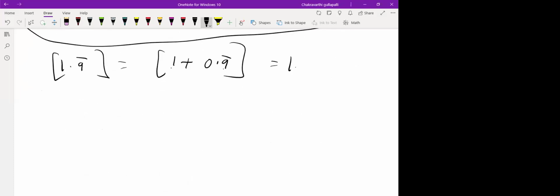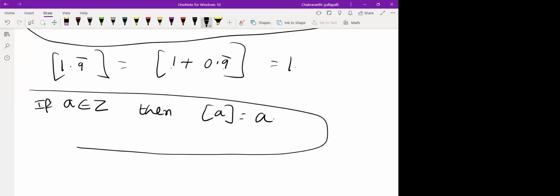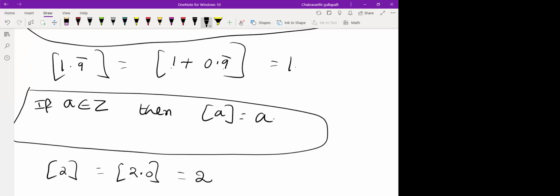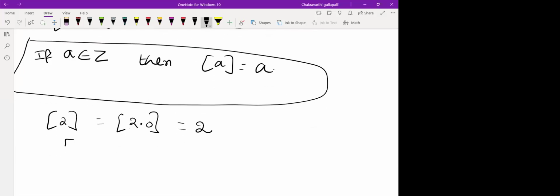Next, if a is negative, what happens? So if a is an integer, negative or positive, this is case 2, then box a is a itself. The bracket of an integer is itself, whether negative or positive, any integer. What is box of 2? 2 means 2.0, for example. So what is 2.0? The decimal part is 0, the integer part is 2, so 2. Similarly, when it is negative, box of minus 2 is minus 2 only. If it is modulus, it is 2. Modulus of positive also gives 2.